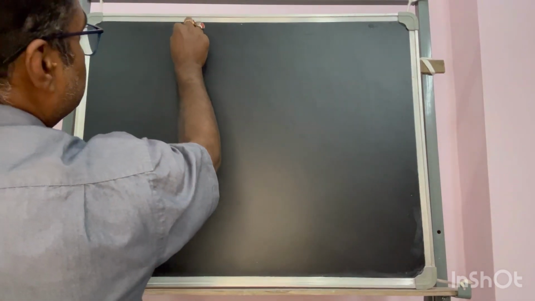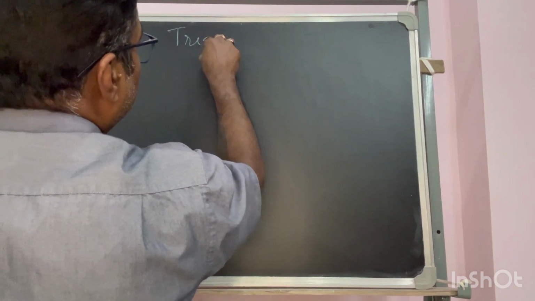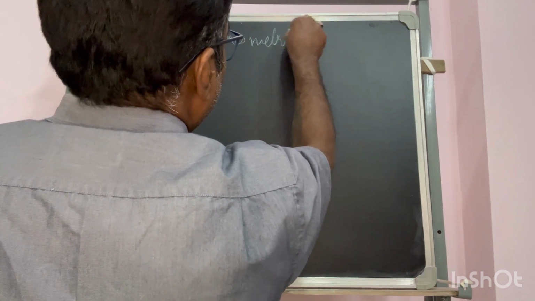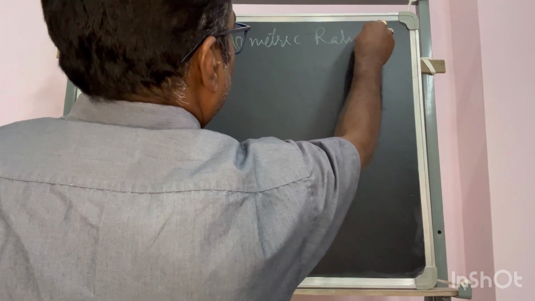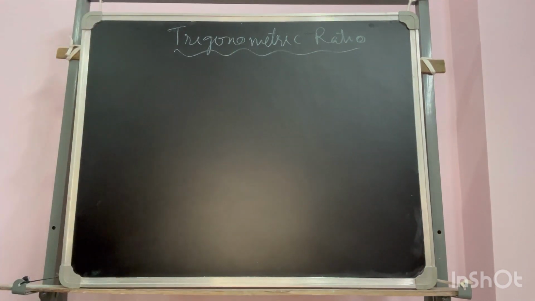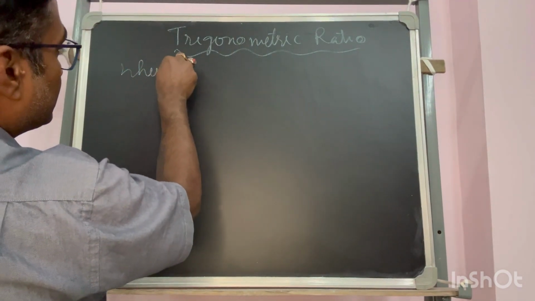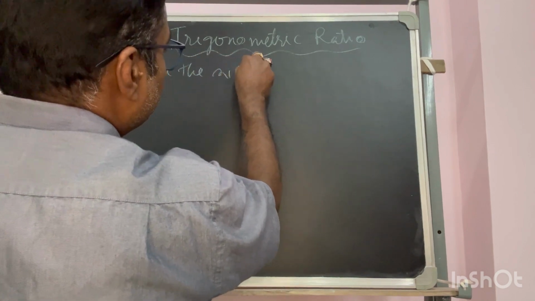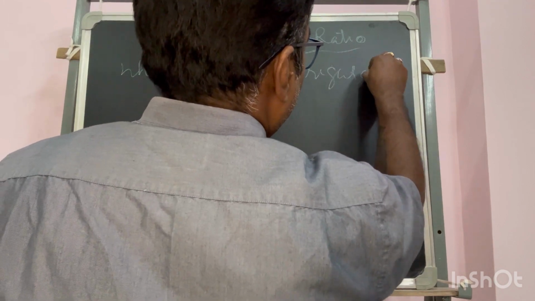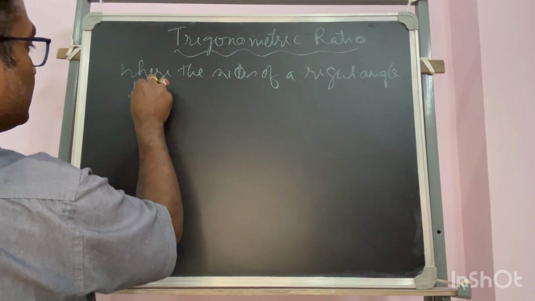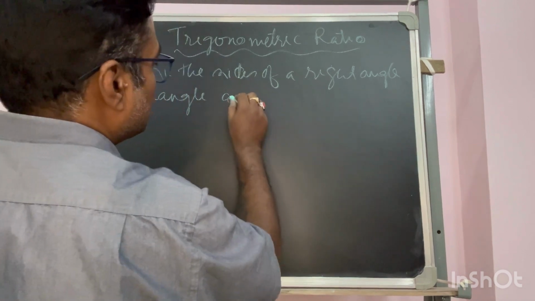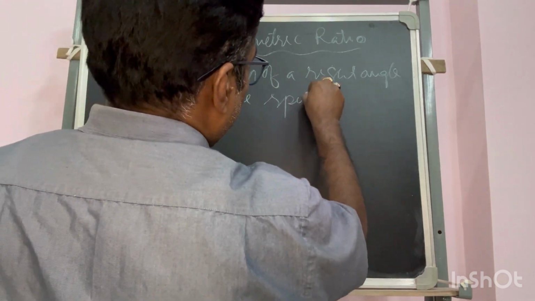So we'll start this chapter with the understanding of the trigonometric ratio, its definition, and then after we'll establish the concept. So trigonometric ratio is the ratio where the sides of a right angle triangle are specifically related.